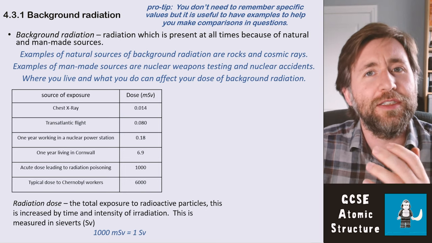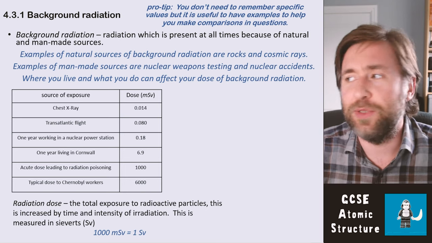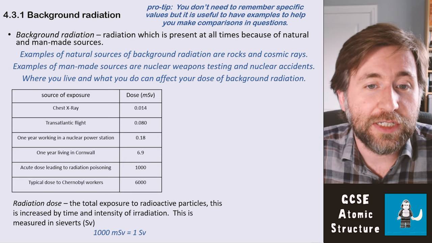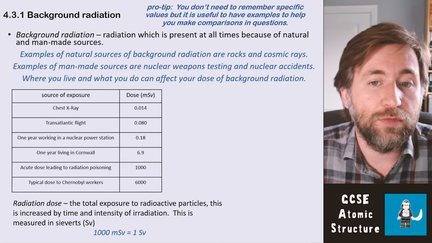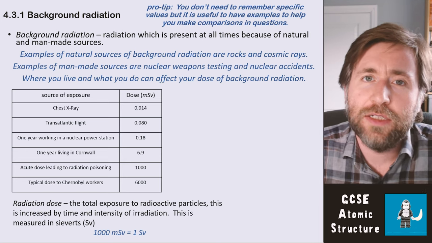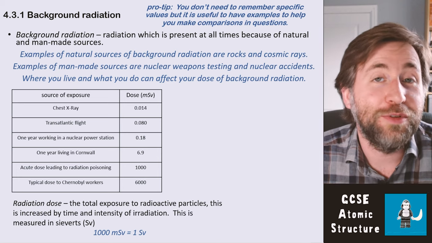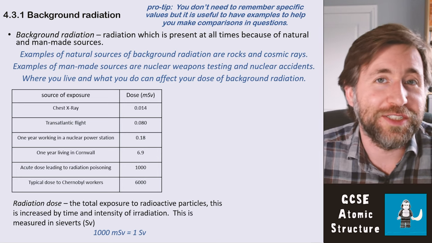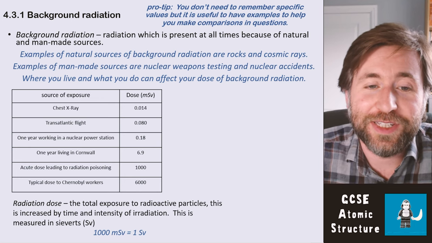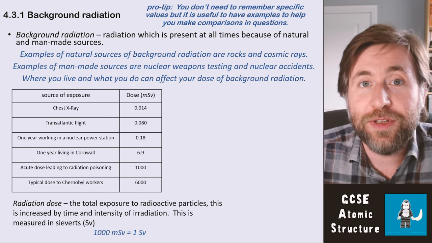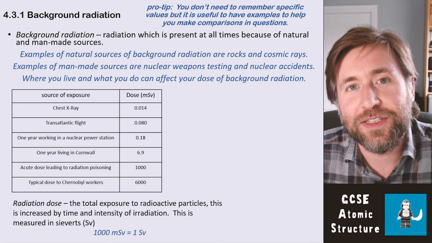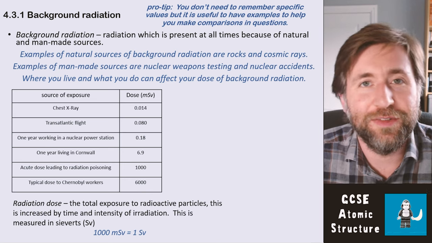So you can see the relative risk of having a chest X-ray needs to be weighed up against other background sources. Working in a power station for a whole year gives you a dose of 0.18 millisieverts. So it's not a large dose, because just living in Cornwall for one year, Cornwall has an unusually high dose of radiation coming from the rocks, or ground radiation, gives you a dose of 6.9 millisieverts. So you can see that working in a nuclear power station is a lot less hazardous than living in Cornwall.